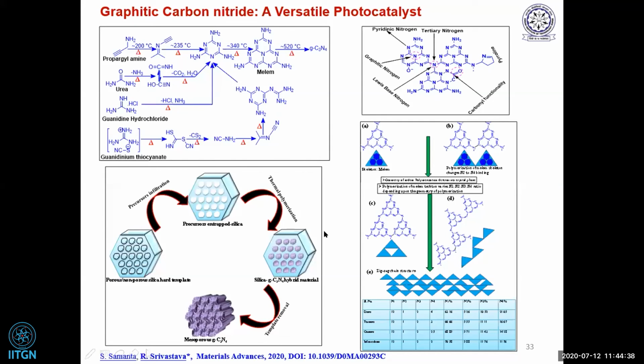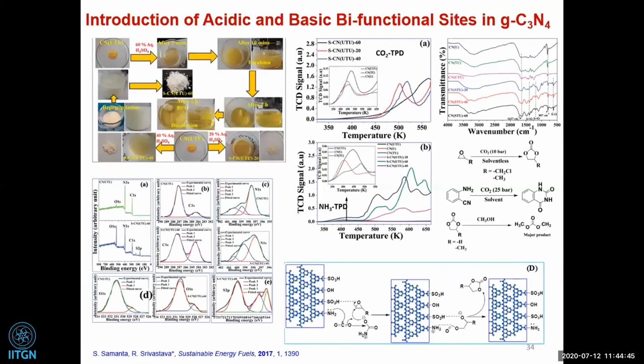But this is non-porous. If you want to prepare porous, you again have to depend upon the hard template strategy. So now generally C3N4 is what? It's basic in nature. So what we tried, we wanted to incorporate both acidic and basic. What was our aim? Our aim was to do selective conversion of the epoxide to cyclic carbonate in the absence of any co-catalyst or solvent. So we treated with H2SO4, exfoliation and re-precipitation took place, and we got the SO3H and NH2 group in the same material.